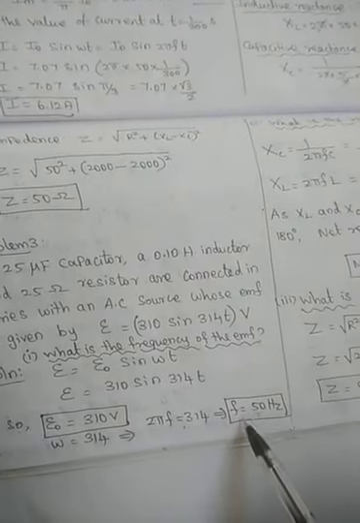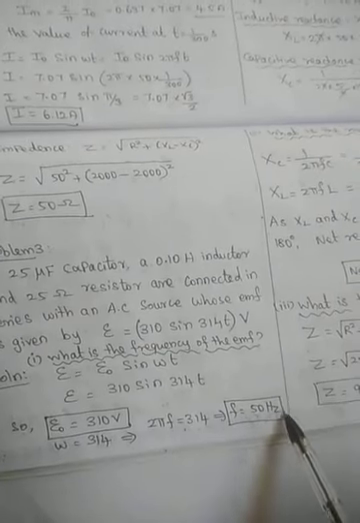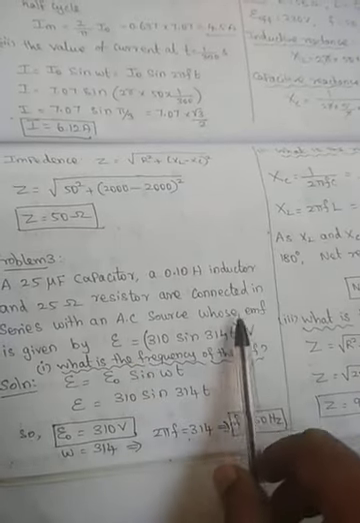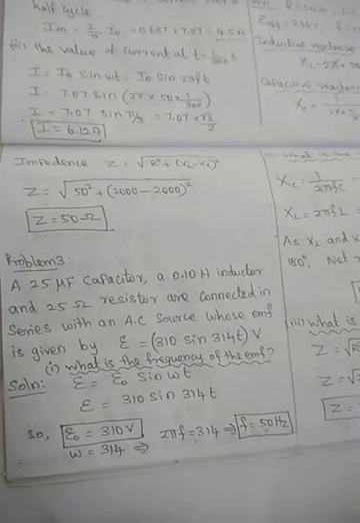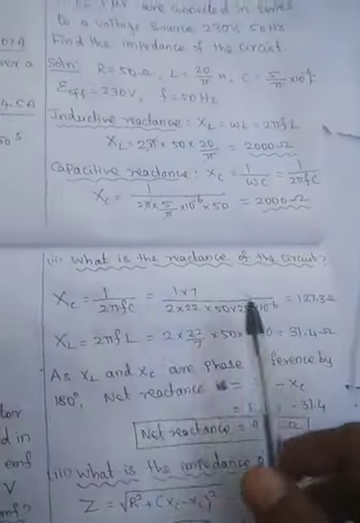By calculating this, we arrive at the answer: the frequency f is equal to 50 Hz. So what is the frequency of the EMF? We can calculate it by using this given equation itself. In the question itself, it is given. Then the second question for the same is the second subdivision.